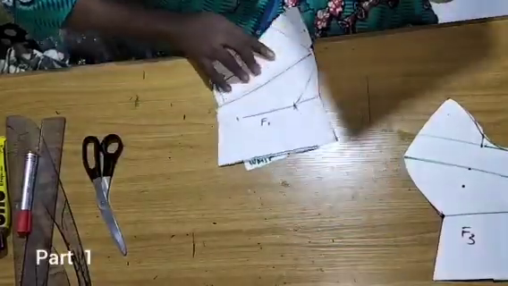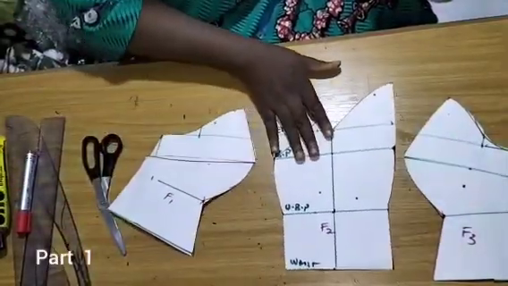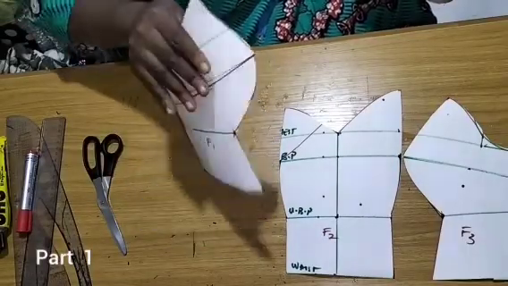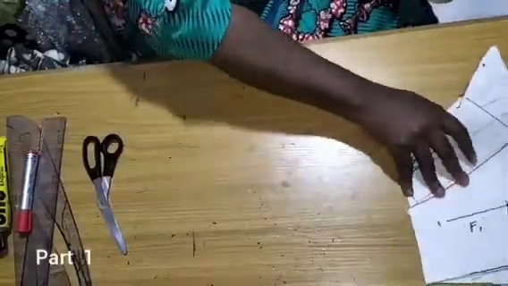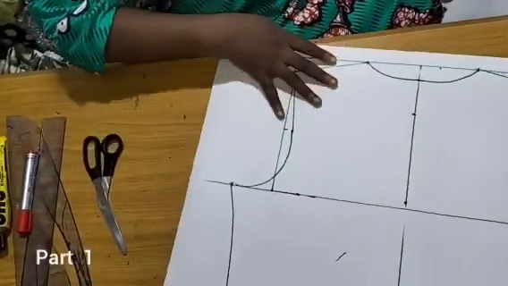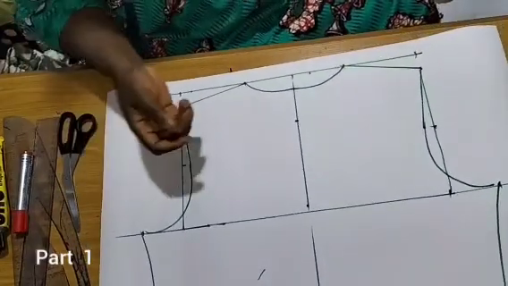I'll set it aside. So front has two patterns, as you see right here. This is the front pattern. It has two patterns, so I'll set them aside with this. Then I'll talk about the back pattern now. So this is the back pattern, as you can see. So the back pattern is simple.